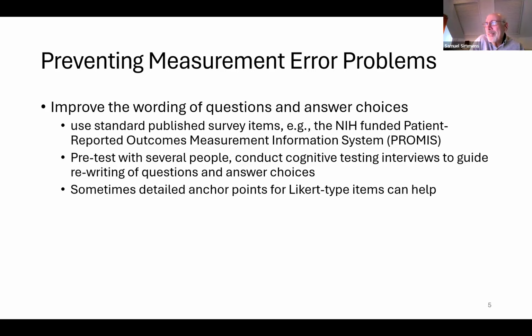One thing that is recommended is to use standard published survey items. An example would be the items and scales provided by the NIH-funded PROMIS program. I haven't looked at it in a long time, but they used to have many, many items that are used in a lot of research studies.